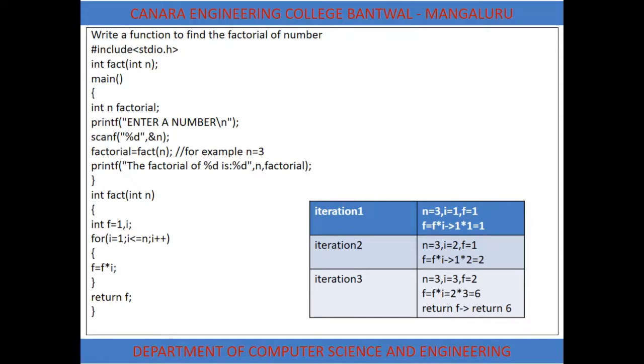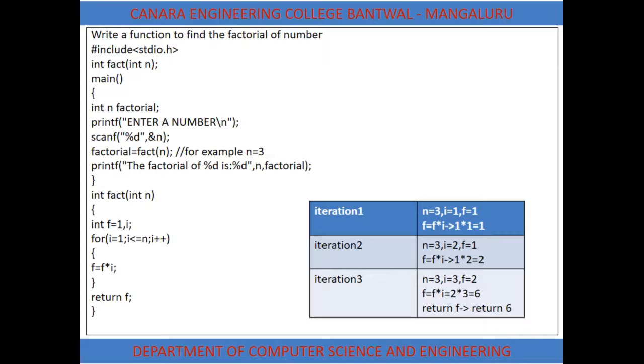Now main, int n comma factorial. So n is to accept the number from the user. Then I have to store the factorial, the result sent by the fact function. So I made use of the variable factorial here for that purpose. Now printf enter a number, scanf percentage d comma ampersand n. So for example, if the user gives an input, let us say 3, so that 3 will be stored in variable n. Now I'll have to make the call. Since the function has a return type as well as accepts an argument, I need a variable here to make a function call. So factorial equal to fact of n.